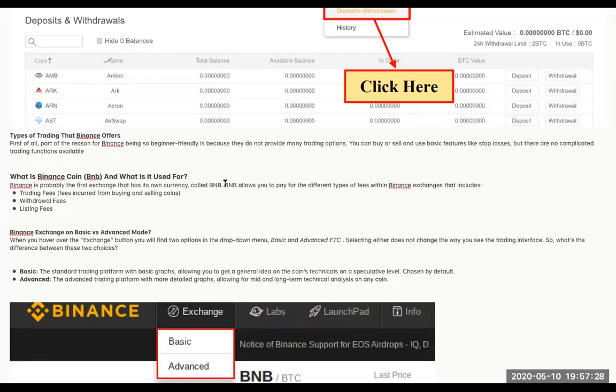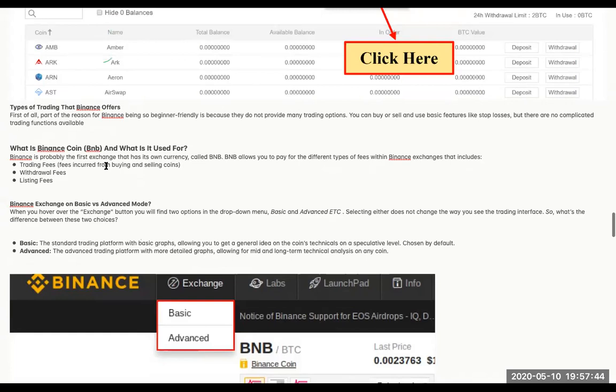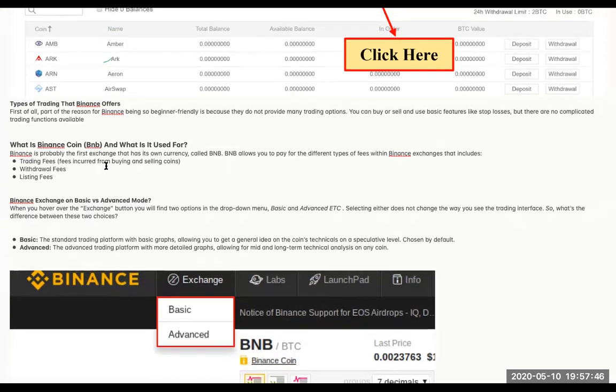First of all, part of the reason for Binance being so beginner friendly is because they do not provide many trading options. You can buy or sell and use basic features like stop losses, but there are no complicated trading functions available. That's why even a beginner, a newbie in the industry, can get used to Binance very quickly.